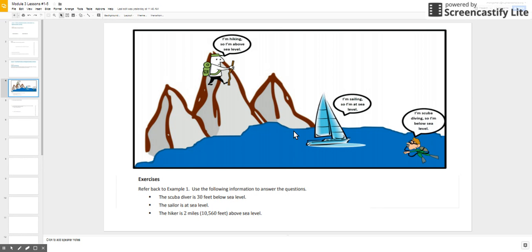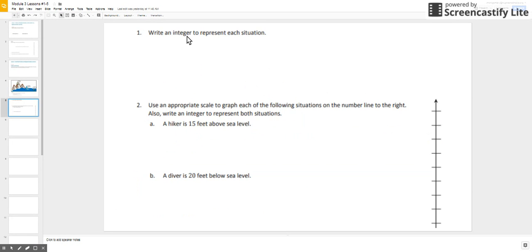So what they want you to think about is, what does it mean to be at sea level, like the boat? What does it mean to be above sea level, like the hiker? And what does it mean to be below sea level, like the scuba diver? As opposed to discussing our integers, our positive and negative numbers. So down here it says refer back to example 1. So refer back to this picture. Use the following information to answer the questions. So we're going to use this information to answer the questions on the next page.